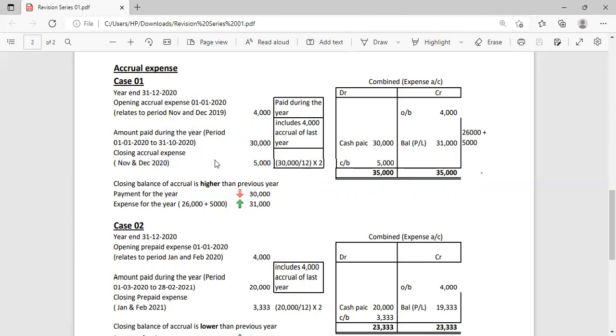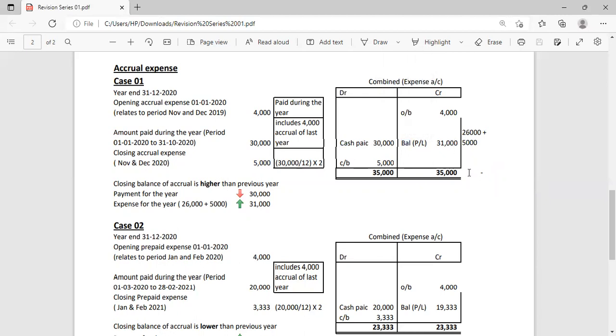What will happen? You have paid the amount only up to October, and you have not yet paid the amount relating to November 2020 and December 2020. Those 2 months you will record as accrual expense. You can see that these are the accrual expense entries. This is the opening, and this is the cash payment during the year. Because it is a liability account, the opening balance is placed on the right side, the closing balance is placed on the left side, and the cash payment is placed on the left side. You will get the balancing profit and loss figure.